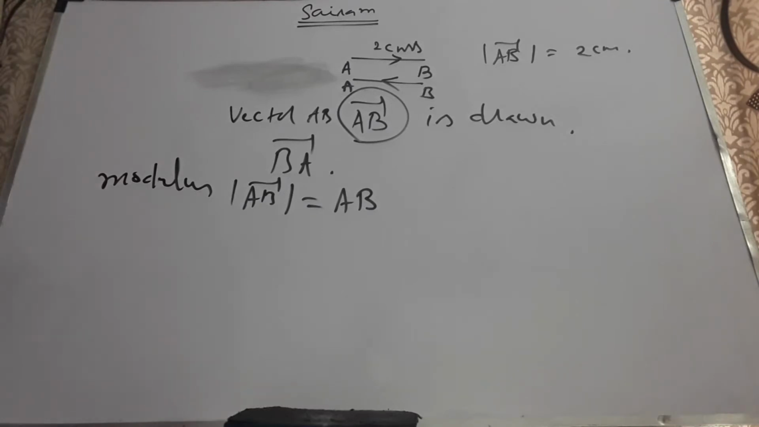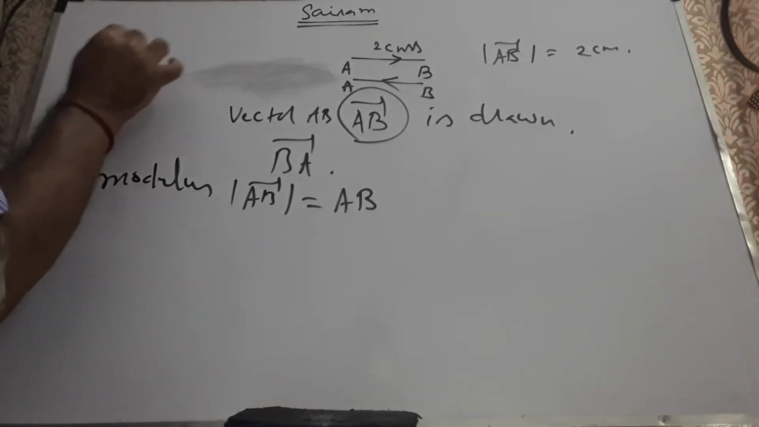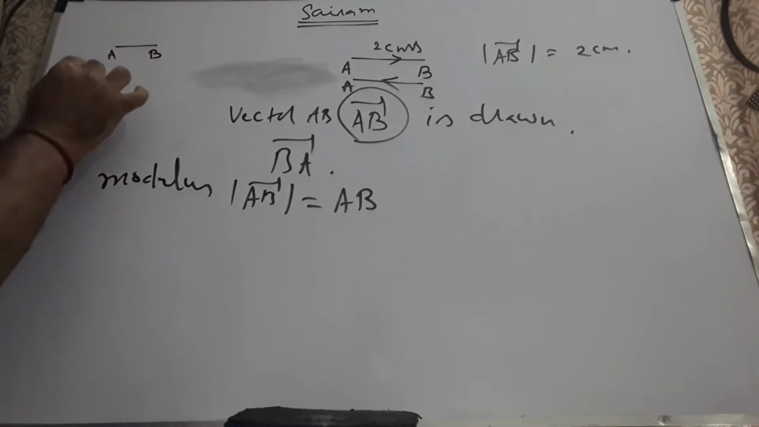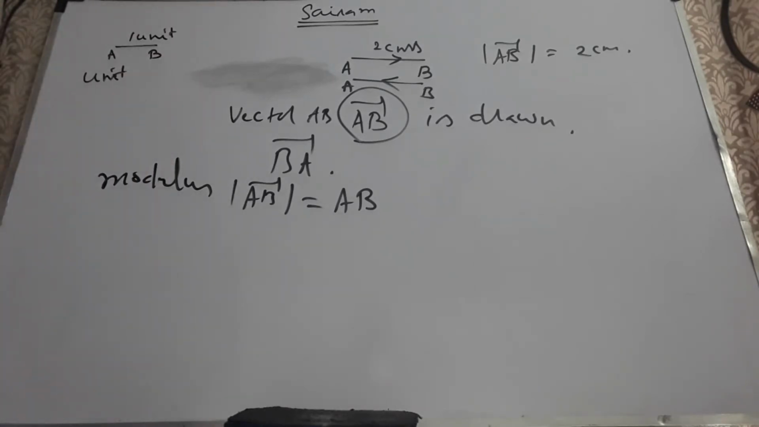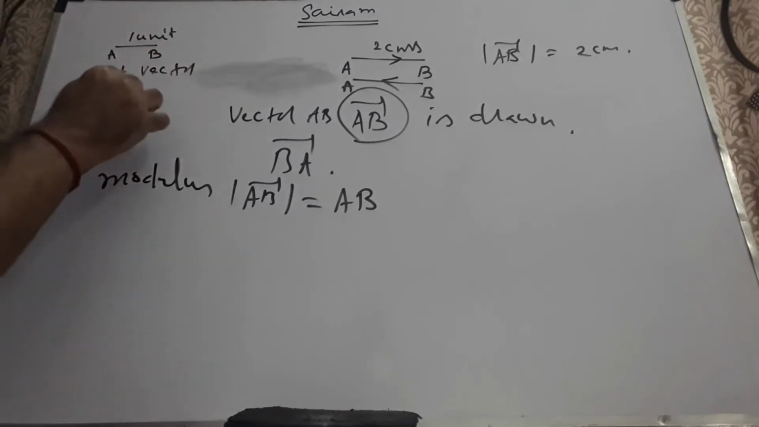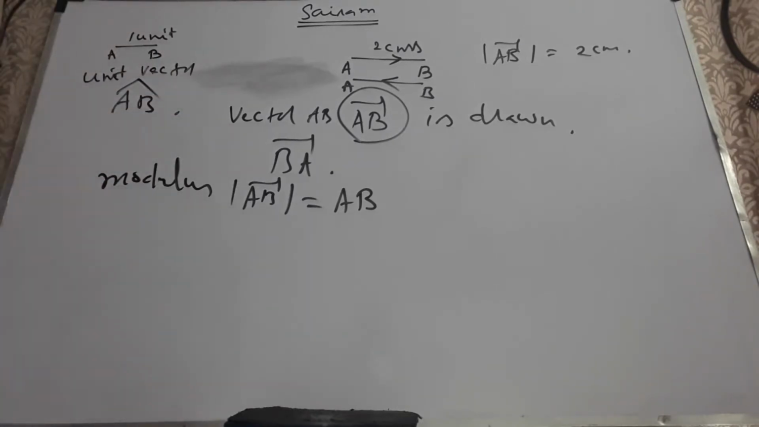If the length is exactly 1 unit, we call it a unit vector. I say 1 unit because if the measurement is in centimeters, it should be 1 centimeter; if in kilometers, 1 kilometer; if in decimeters, 1 decimeter; if in meters, 1 meter. Therefore, in general, if the length of the segment representing the given vector is 1 unit, it is called a unit vector. We denote a unit vector with cap notation like this, AB cap.